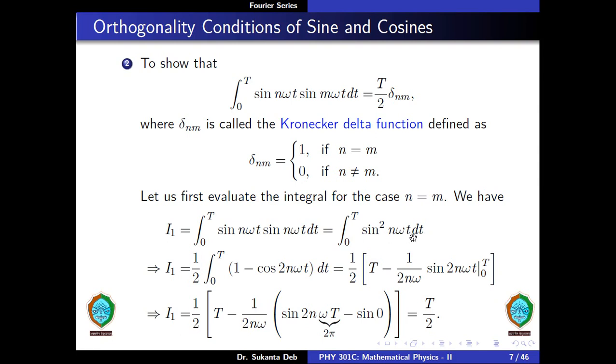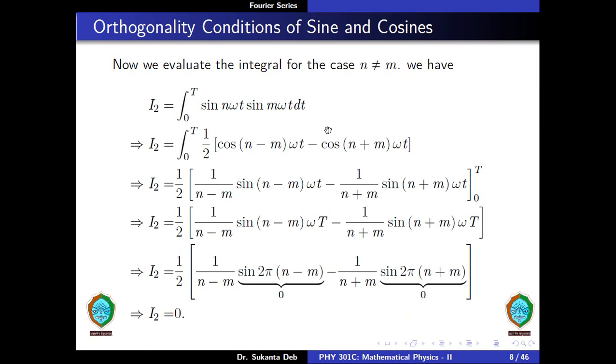Now we apply again the formula sine square n omega t is equal to half of 1 minus cos of twice n omega t. So therefore if we integrate this, we get half of capital T minus 1 by twice n omega sine of twice n omega t, lower limit 0, upper limit is capital T. After we substitute for the lower limit and the upper limit, we get the final expression of I1 is equal to capital T by 2, where T is the period.